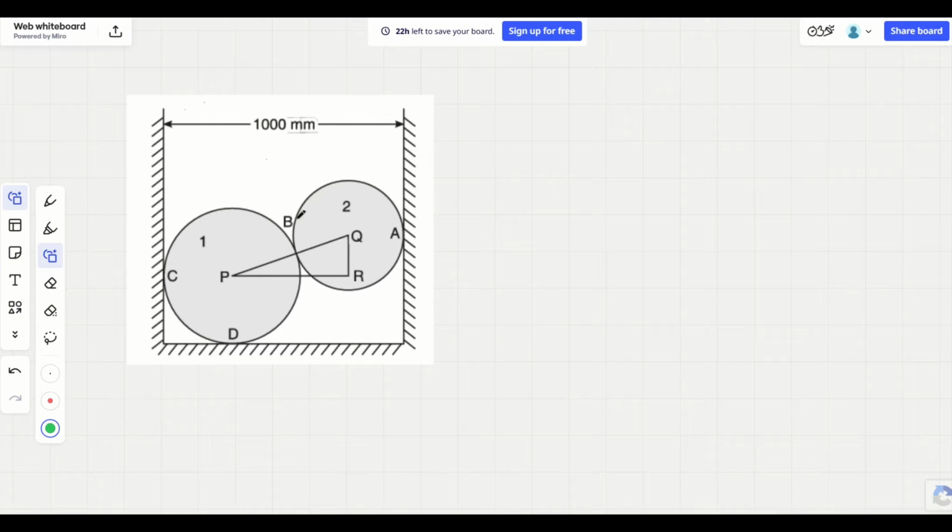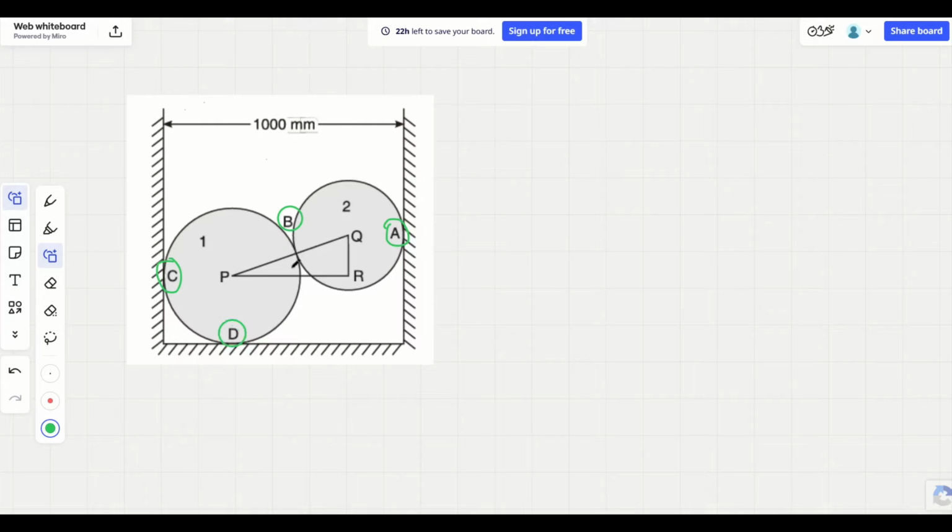So next we'll look at this problem. Here we have two spheres, sphere 1 and sphere 2. And as you can see, we have A, B, C and D. These are all contact points.